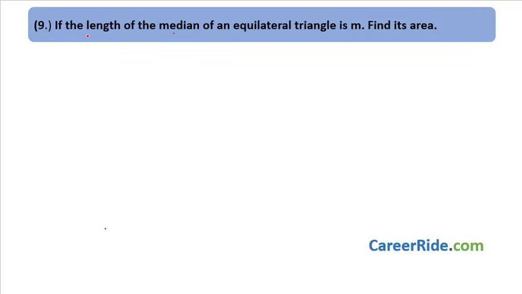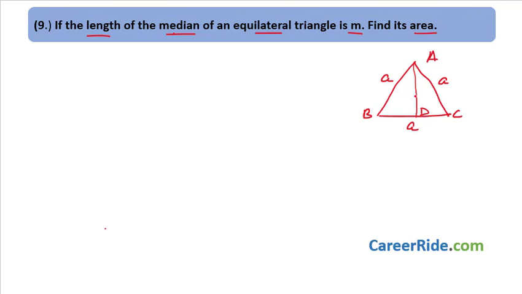Question number 9. If the length of the median of an equilateral triangle is m, find its area. Now, this is also a simple question. You just have to know the concept of median in an equilateral triangle here. Okay, so let us first draw an equilateral triangle here. Let us name it A, B and C, and let us assume that its sides are a and a. Now the median is drawn from this vertex A and it touches the opposite side here at say point D.